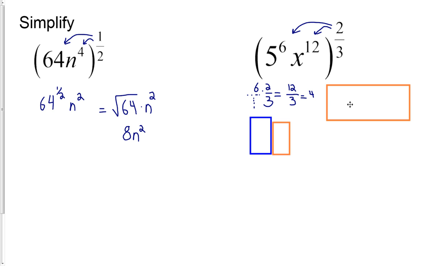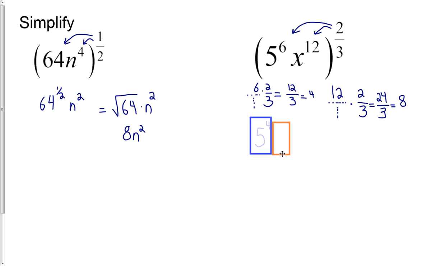Same thing with 12. 12 times 2/3. Well, 12 times 2 is 24. 1 times 3 is 3. 24 divided by 3 is 8. So x is going to have the 8 exponent. 5 is going to have the 4. And we're done.